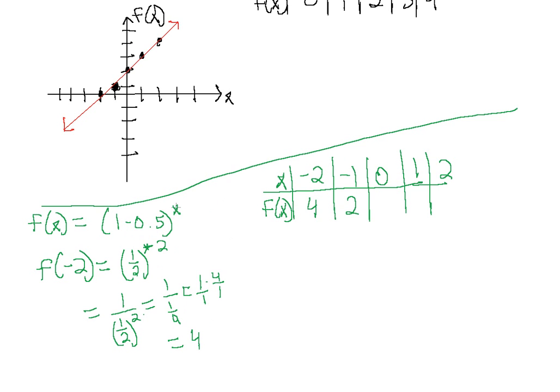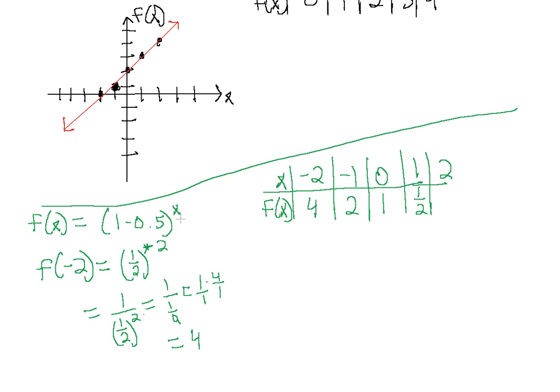Now f of 0. Anytime we have 0 as an exponent, no matter what is in front of it, we always get 1. That's just by a rule. It doesn't matter what is in these parentheses or what's in front of the exponent. If we have an exponent of 0, it's always equal to 1. So it makes life fairly simple when you have an exponent of 0. Alright, so we want to know what f of 1 is. Well, f of 1 is just 1/2 to the power of 1, which is just 1/2.